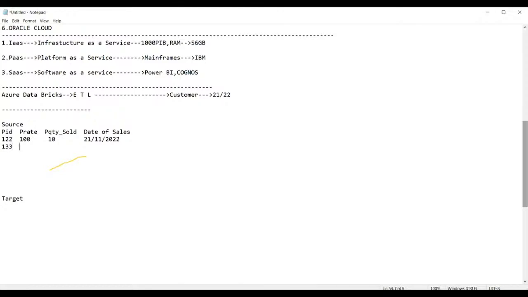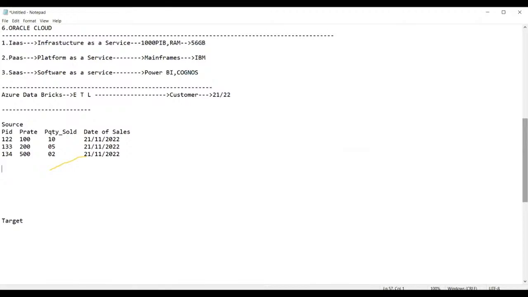And then you have the product something like this. Okay, product ID, and the rate is 200, and the quantity sold is 05, and the date of sales is 21/11/2022. And then I have something like this, 500, 02, and 21/11/2022. Now, guys, this is the thing we have. The 21st data is already recorded. Do we have the 22nd data? No, we will write the 22nd data.